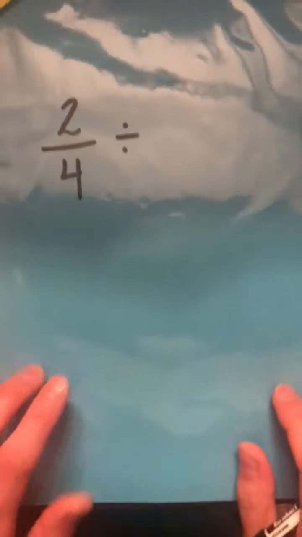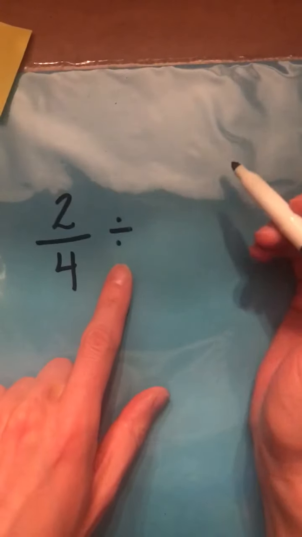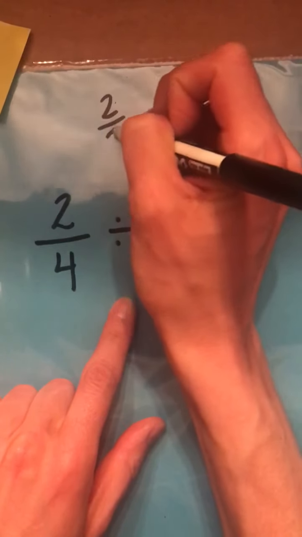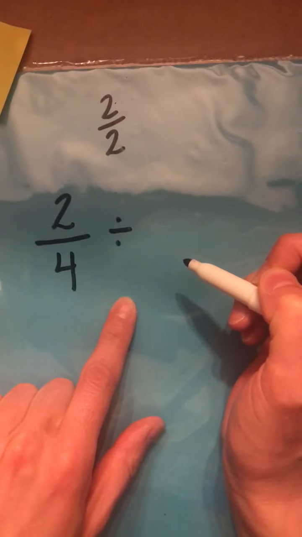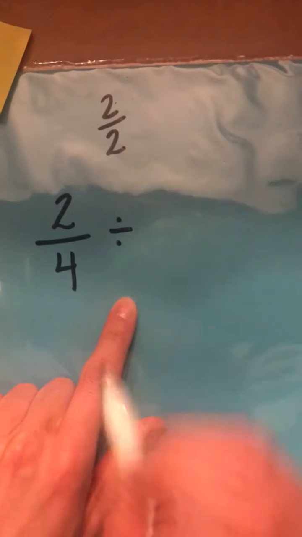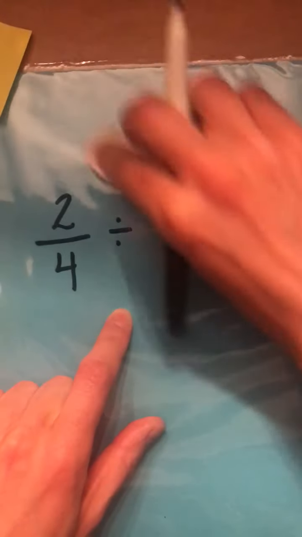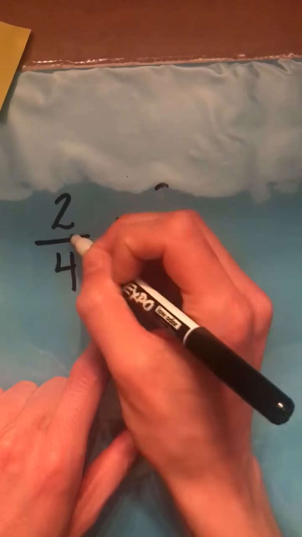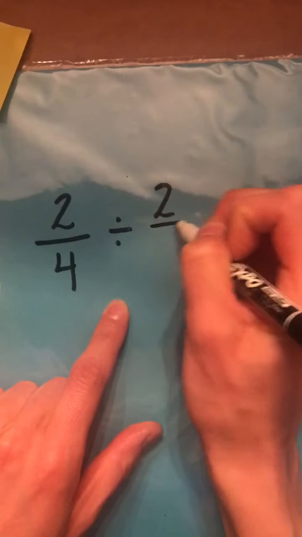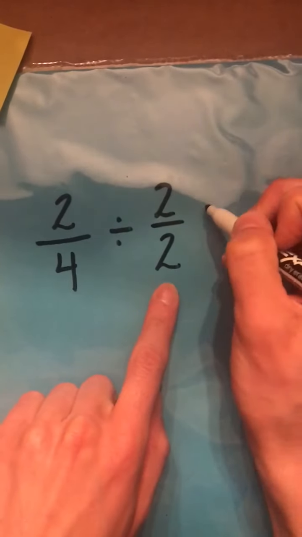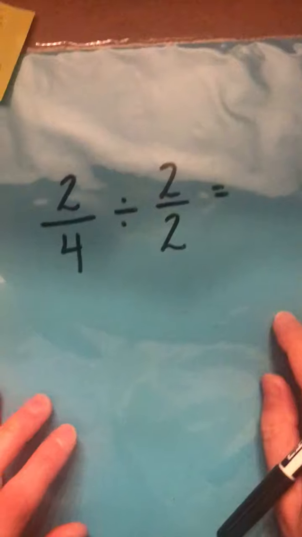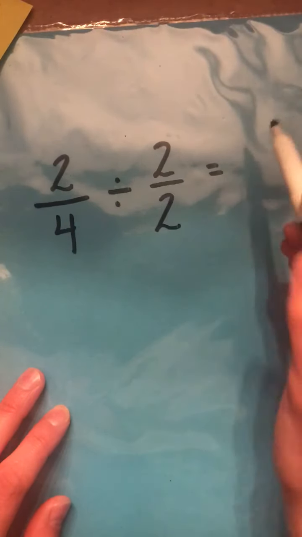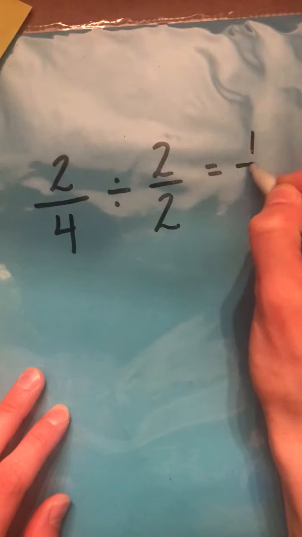Now remember, we're working with fractions. So I'm going to divide my fraction by another fraction that's equal to 1. Okay? I'm going to use 2/2 today to divide my fraction. So 2 over 4, 2/4 divided by 2 over 2 is equal to, well, let's see, 2 divided by 2 is equal to 1, right?